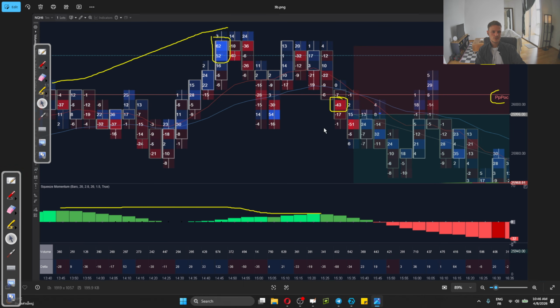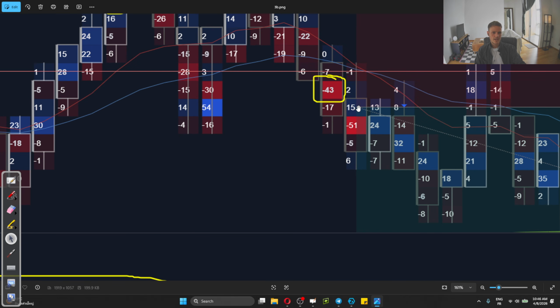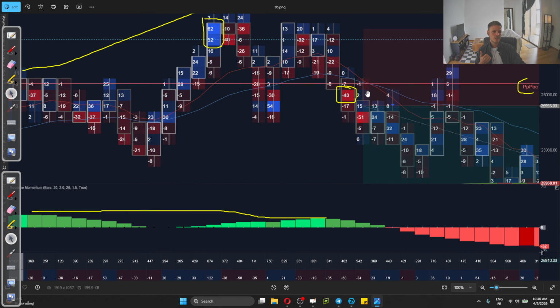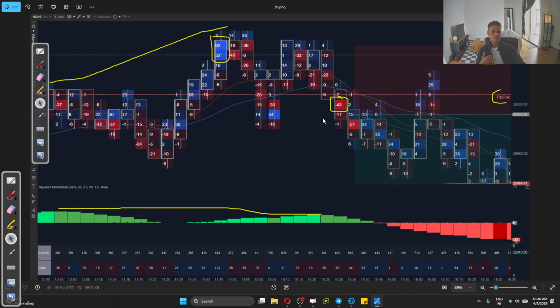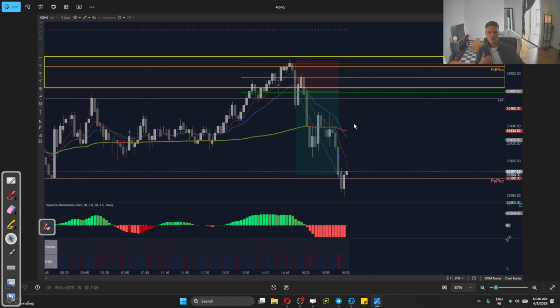We had a nice cluster. As you can see here, my entry was below the 43 cluster, which was the strongest negative delta we had seen at that time, right? I could have tried a better entry, actually retesting the PDPOC, but I was less greedy, so to speak, on this entry. So this trade went pretty well.